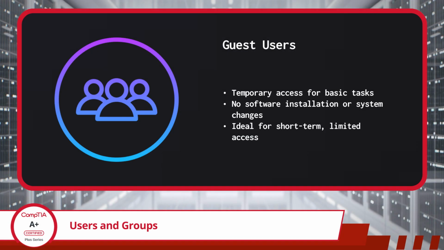Once accounts are created, Windows uses different account types and permission levels to control what users are allowed to do. One example is the guest account, which is designed for temporary access with very limited permissions. A guest user can typically perform only basic tasks, such as browsing the web or accessing shared files, but cannot install software or make system-level changes. This makes the guest account useful for situations where short-term access is needed without giving the user the ability to significantly modify the system.